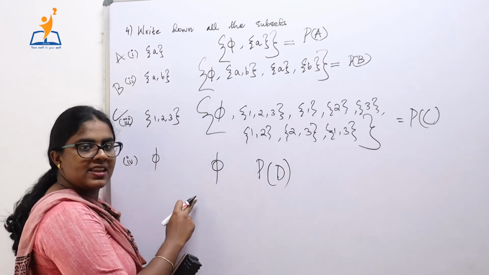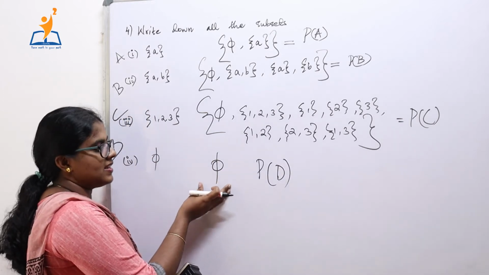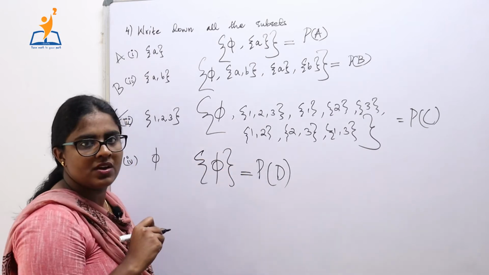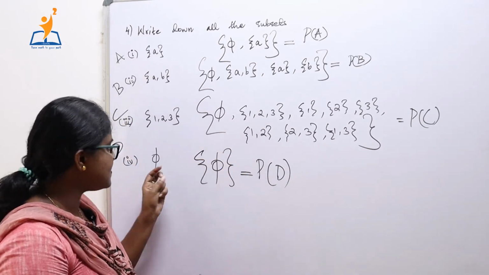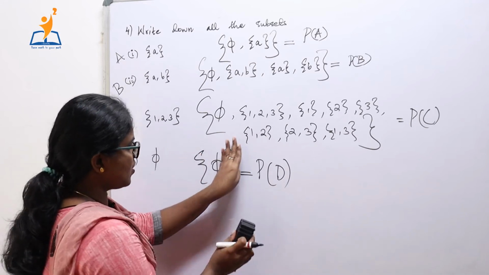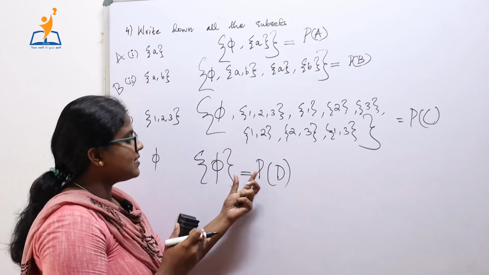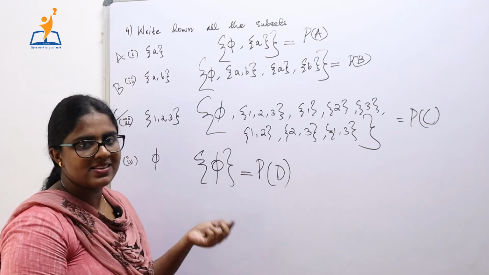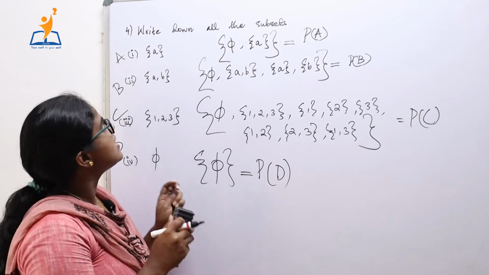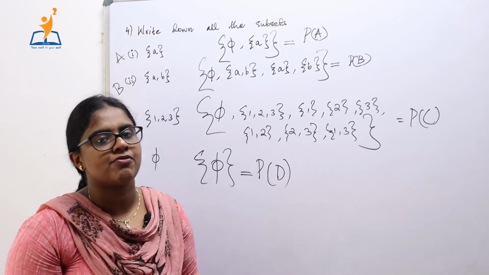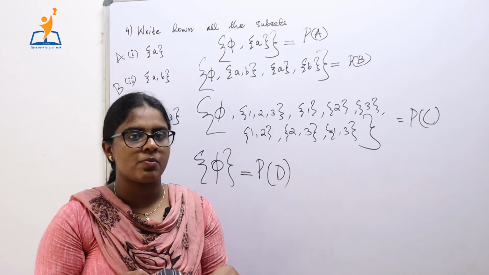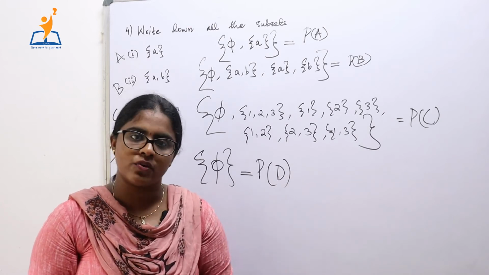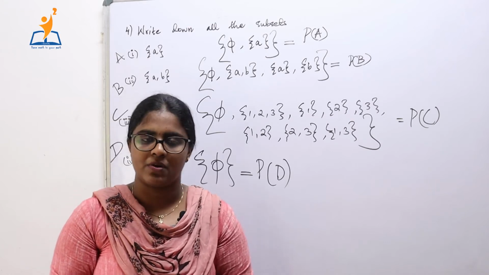is the set containing only one subset, that is phi. So this is the power set of D. The only subset of this set is phi, and the power set of D is the set of all subsets of phi, that is {phi}. So that's question number 4. Question number 4 is also important from the point of view of the exam. Now we will move to question number 5 of exercise 1.3.